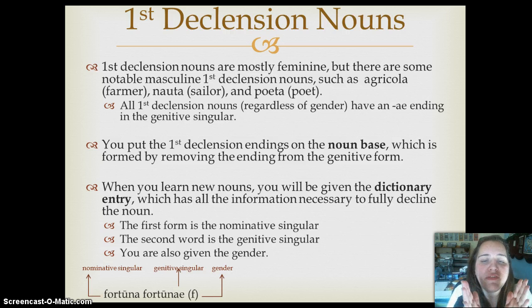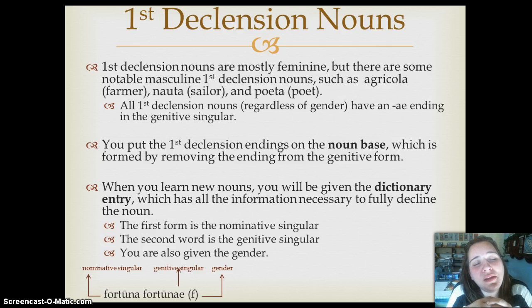You put first declension endings onto the noun base, and that's how you decline a noun. Now, how do you get the noun base? You have to remove the ending from the genitive singular. Okay, so you take the genitive singular ending off, and what you're left with is the noun base.